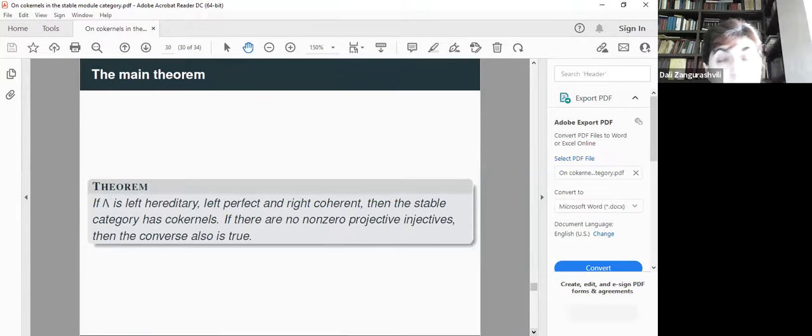And now we're ready to give the main theorem of this work. It asserts that if lambda is left hereditary, left perfect, and right coherent, then the stable category has cokernels. This part was already given above, and now we add the second part. If there are no non-zero projective injectives, then the converse is also true. And now let me give two corollaries of this theorem.